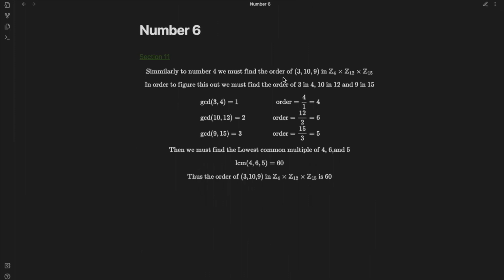And for number 6, similarly to number 4, we must find the order of (3, 10, 9) in Z4 times Z12 times Z15. In order to figure this out, we must find the order of 3 in Z4, 10 in Z12, and 9 in Z15. And so the order of 3 in Z4 is 4. The order of 10 in Z12 is 6. And the order of 9 in Z15 is 5. Then we must find the least common multiple of 4, 6, and 5, which is 60. Thus, the order of (3, 10, 9) in Z4 times Z12 times Z15 is 60.